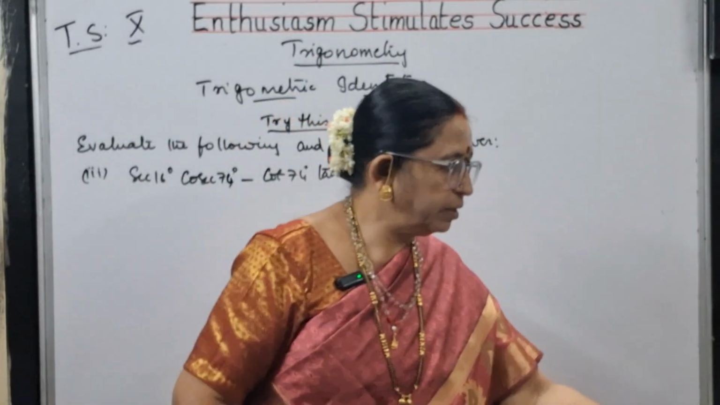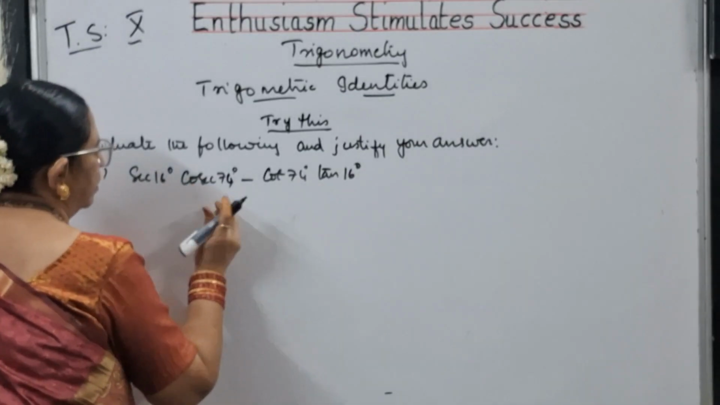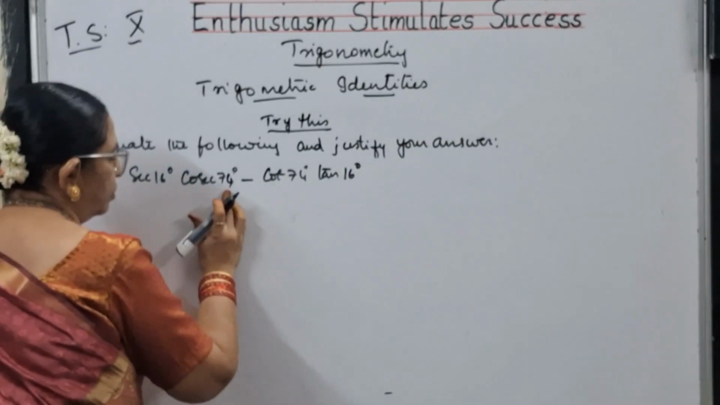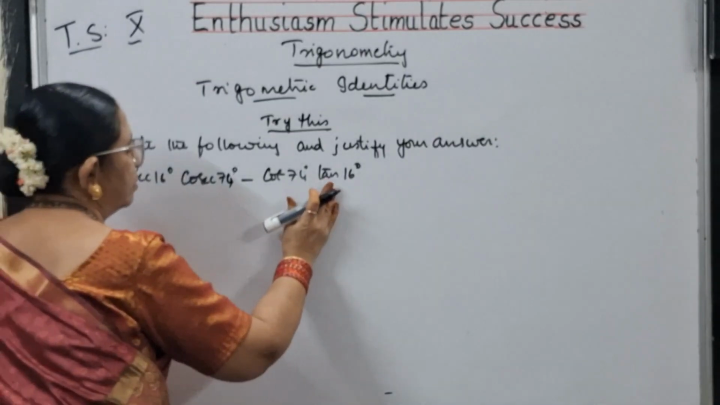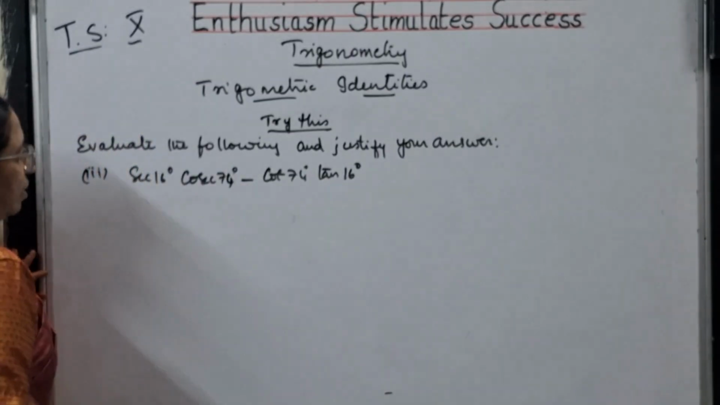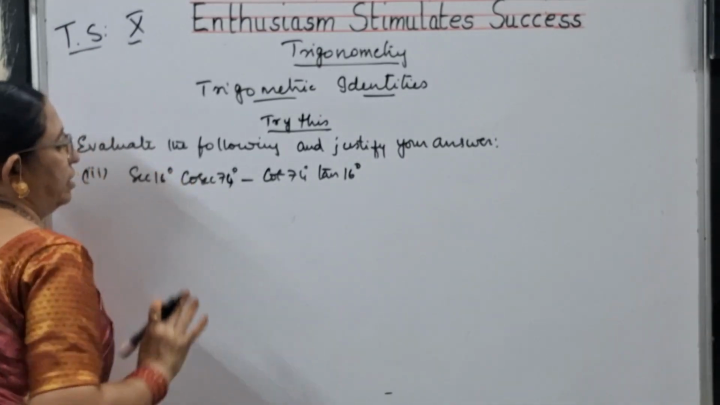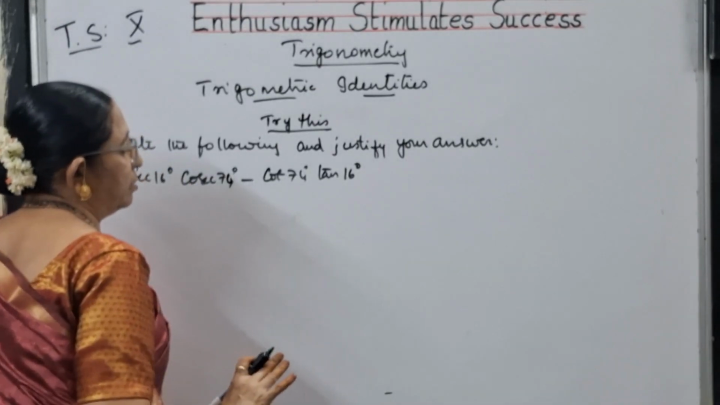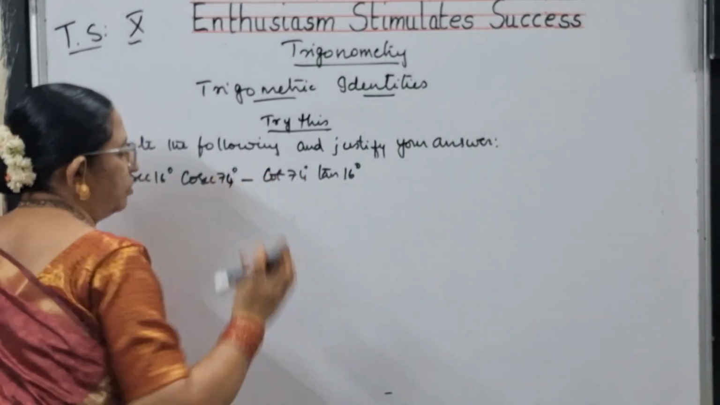Now let us see the third bit. Third bit is secant 16 degrees into cosecant 74 degrees minus cot 74 degrees into tan 16 degrees. With secant theta, the identity is secant square theta minus tan square theta is equal to 1. So you convert this into secant square theta, this into tan square theta.